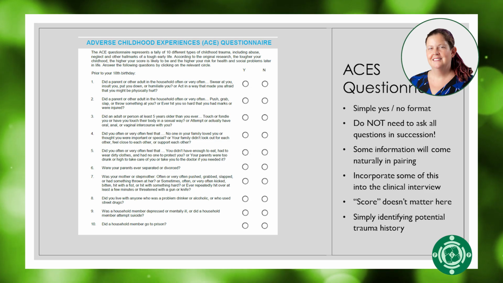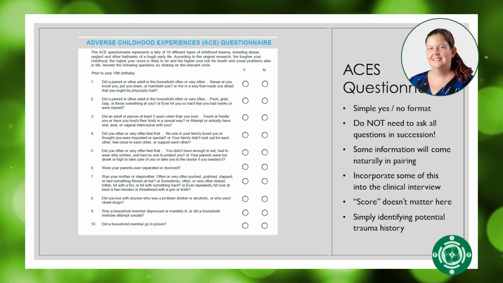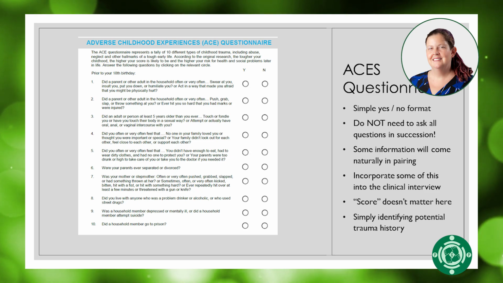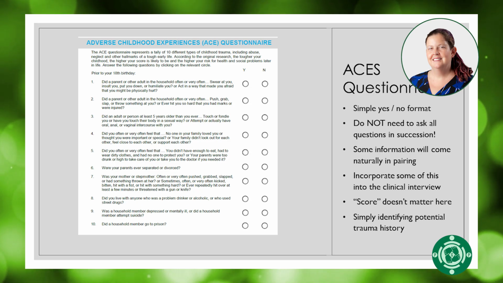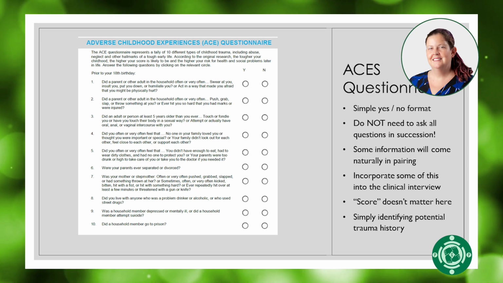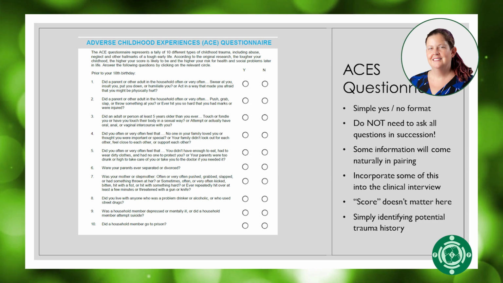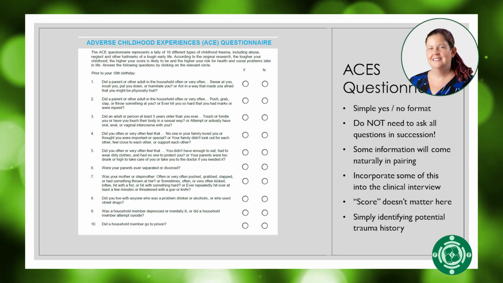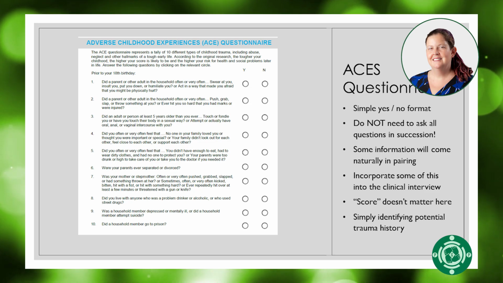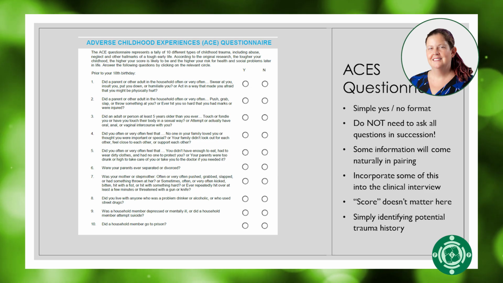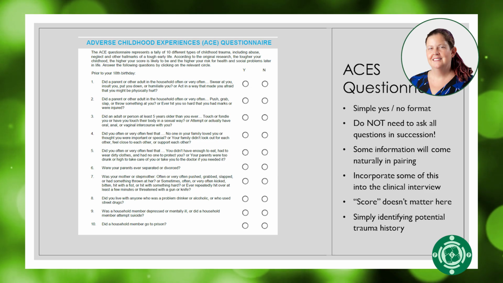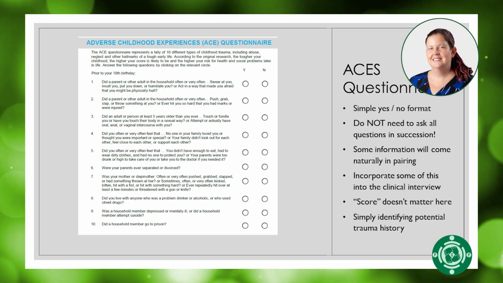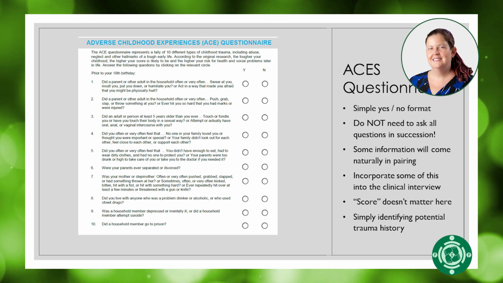And this document is actually freely available. So if anyone does want it, you just let me know. I can email it to you. It's not a copyright thing. It's out there on the internet for anybody to find. I want to be very clear in this. It's not the score that matters when you're doing a trauma-informed care plan. This is just simply identifying potential trauma history. There are some disciplines that will use a score in this. We're not doing that. We're just looking at potential history.